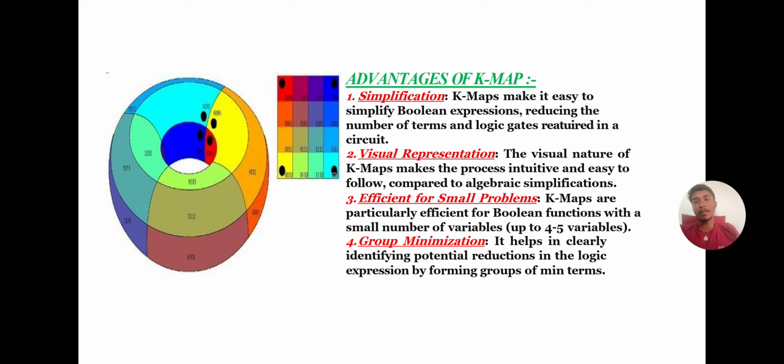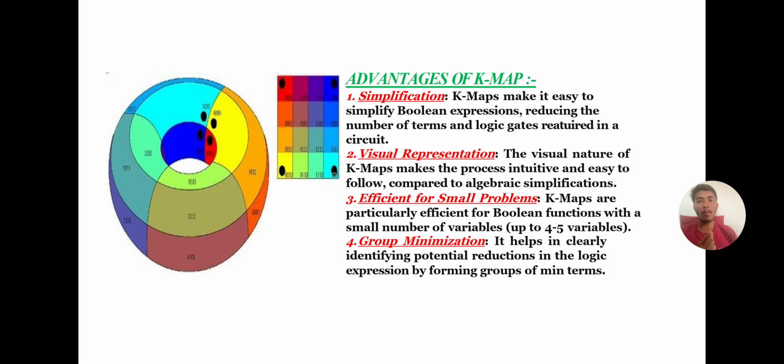Then looking at the advantages. Simplification: K-map makes it easy to simplify the Boolean expression, reducing the number of terms and logic gates retained in the circuit. So you can reduce the number of gates which we execute in the digital circuit. Then visual representation: the visual nature of the K-map makes the process intuitive and easy to follow compared to algebraic simplification. So this will be comparably easy compared to algebraic simplification.